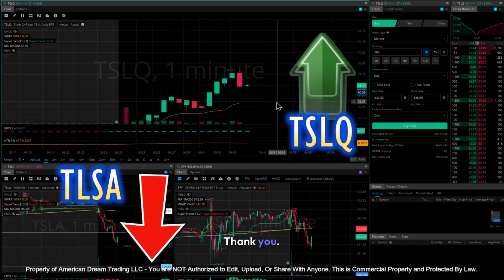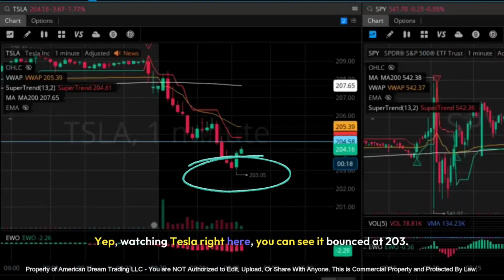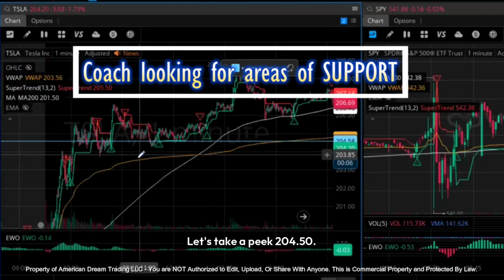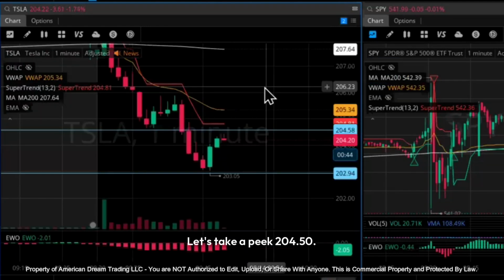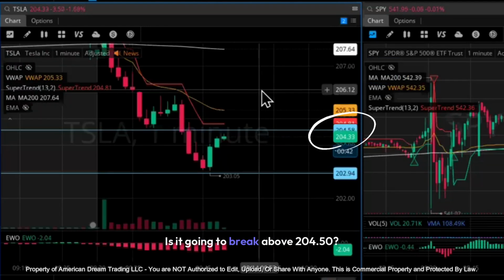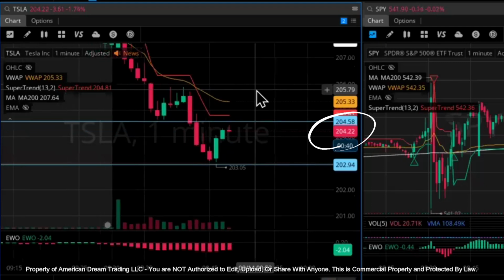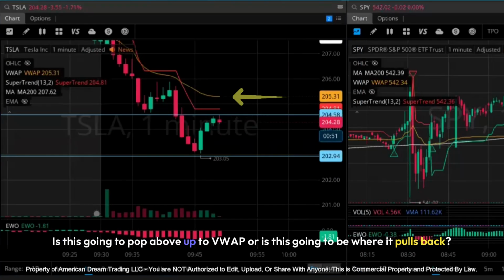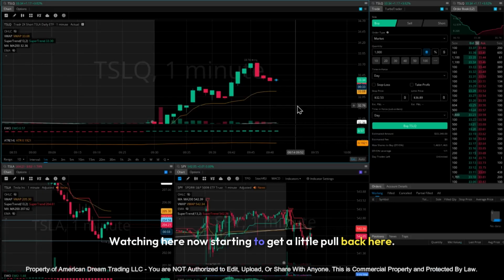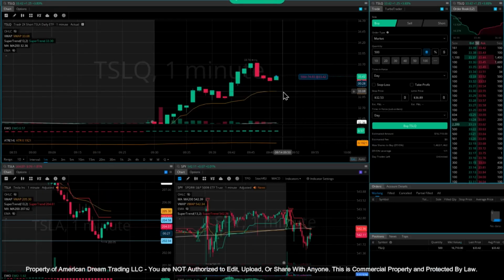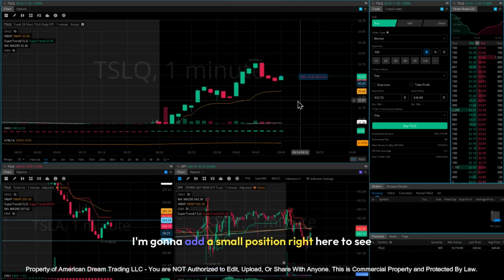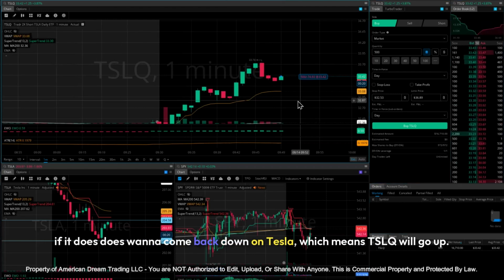Correct. Thank you. Watching Tesla right here, you can see it bounced at 203. Let's take a peek. 204.50. Is it going to break above 204.50? Is this going to pop up to VWAP, or is this going to be where it pulls back? Watching here now. Starting to get a little pullback here. I'm going to add a small position right here to see if it does want to come back down on Tesla, which means TSLA will go up.